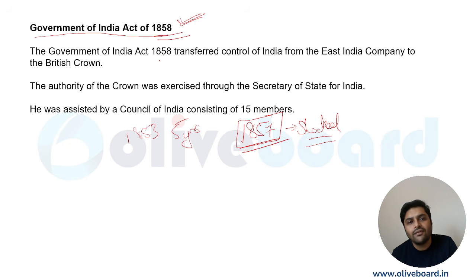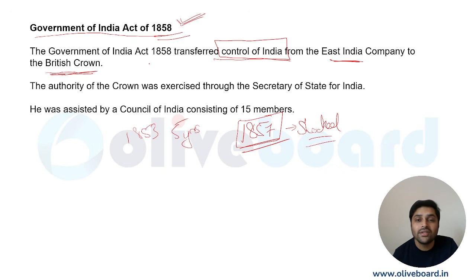The Government of India Act 1858 transferred the control of India from the East India Company to the British Crown. See, such a huge step. Now, if you mug up Government of India Act 1858, transfer of power from EIC to British Crown, it will not stay for long. If you correlate it with the Revolt of 1857, you will never forget it. So my idea is a challenge to forget. You try to forget and show it to me. So the Government of India Act 1858 transferred the powers from EIC, East India Company, to the British Crown.